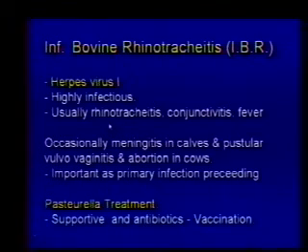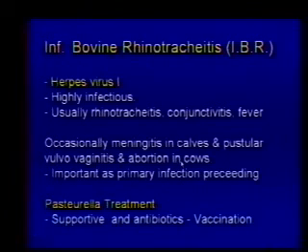It may present with various components: a rhinotracheitis, a conjunctivitis, fever, with an occasional meningitis in calves. Remember that there is a vaginal or a reproductive component. In females, it may cause a pustular vulvovaginitis, and it may also involve abortion.